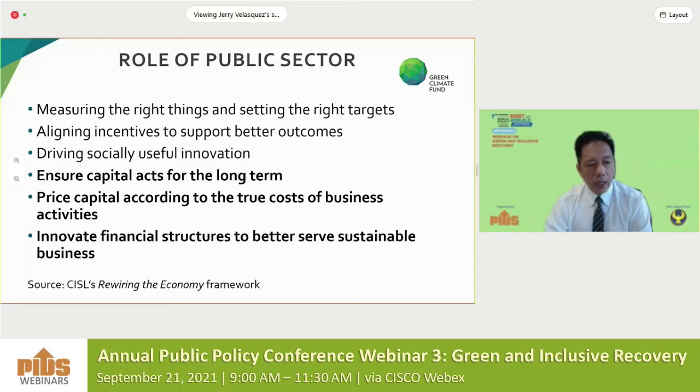So it cannot just be burdened on one sector or one area of the sector, because then you don't have a level playing field. And we need to innovate financial structures to better serve sustainable business.